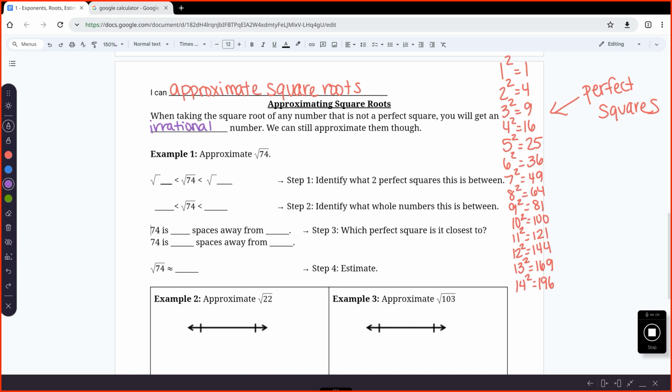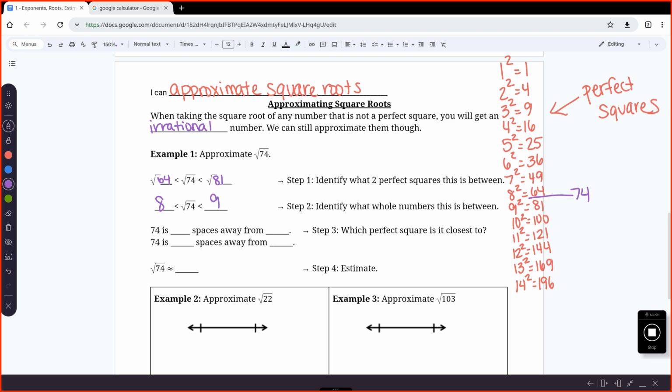So now we're going to approximate. Because we're going to be working with irrational numbers, it is just easier to approximate them and then do our operations from there. So number one, we have approximate the square root of 74. First we need to ask ourselves, step one, identify what two perfect squares this is in between. All right, so 74 is in between 64 and 81. So we have the square root of 64 and the square root of 81. The square root of 64 is 8, and the square root of 81 is 9.